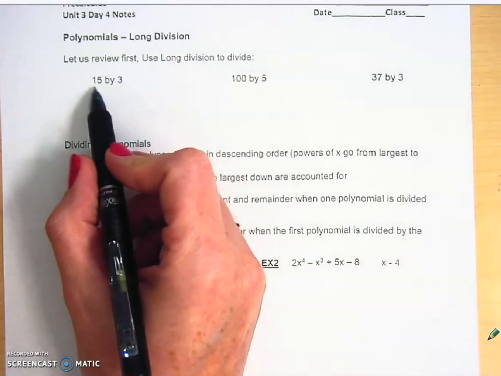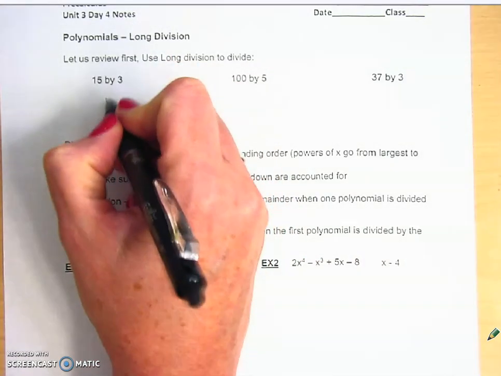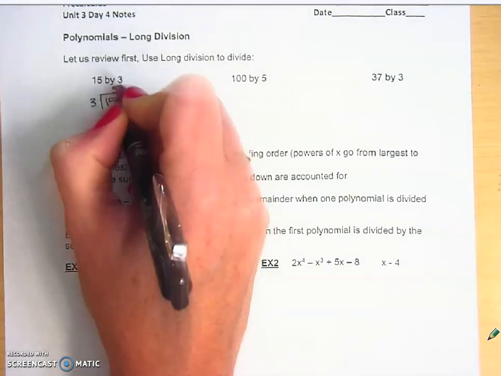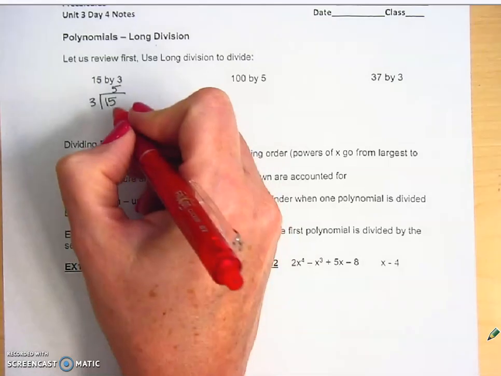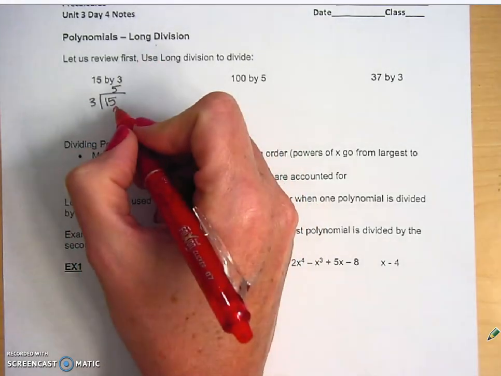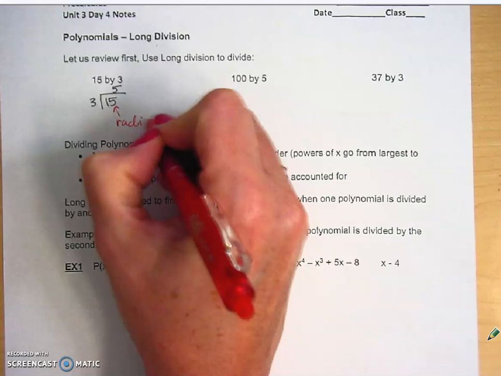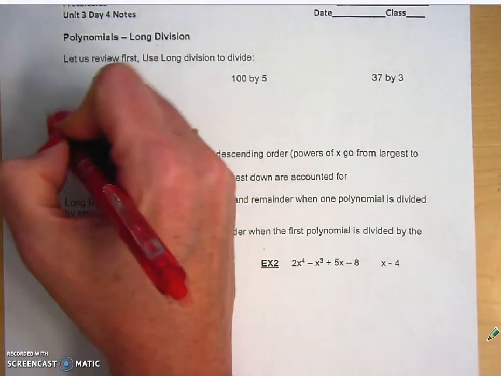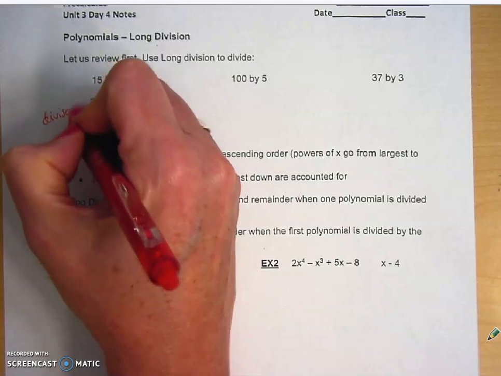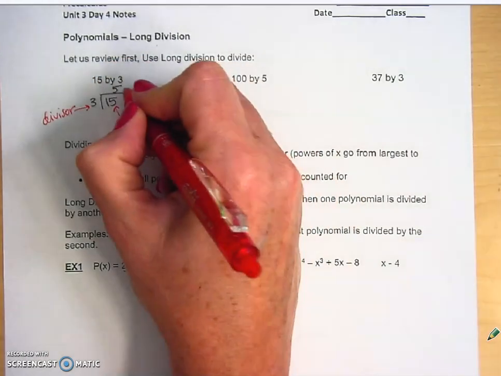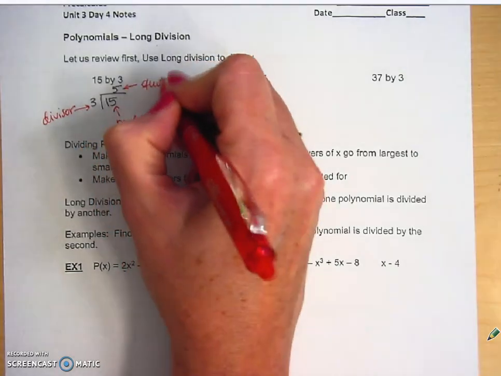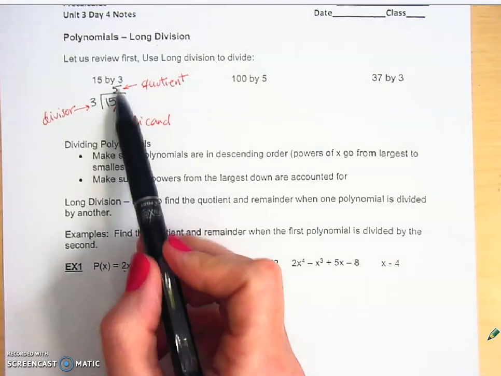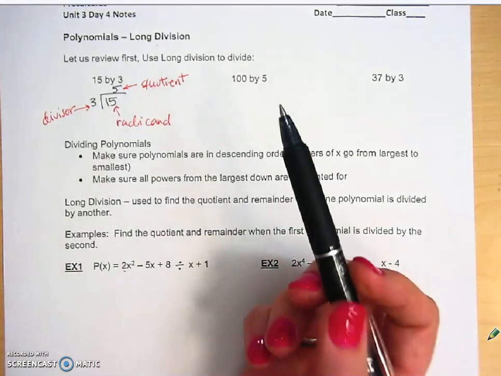So here we have 15 divided by 3. I would set that up like this, and I would say that that is 5. This number here, 15, that's being divided, we call that the radicand. This 3 that we divided by is the divisor. And the 5 on top, that's the answer. That's called our quotient. And this was easily or evenly divisible.